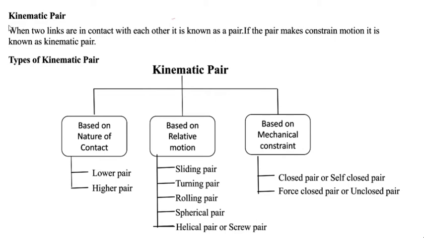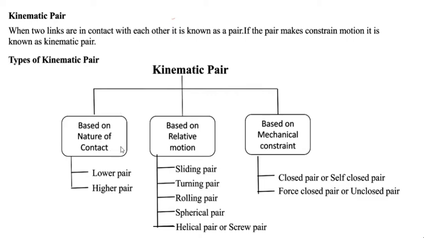Next topic is kinematic pair. When two links are in contact with each other, it is known as a pair. If the pair makes constrained motion, it is known as a kinematic pair. What are the types of kinematic pair?